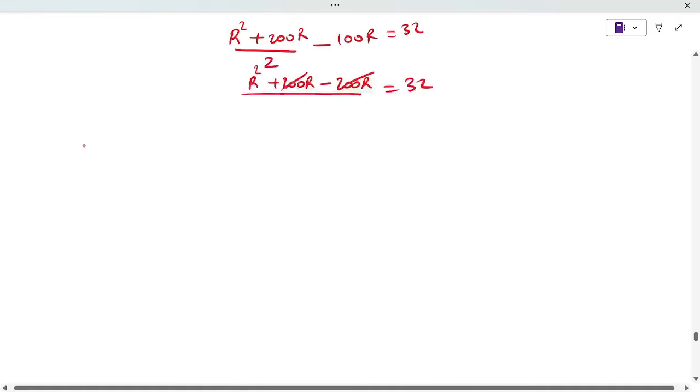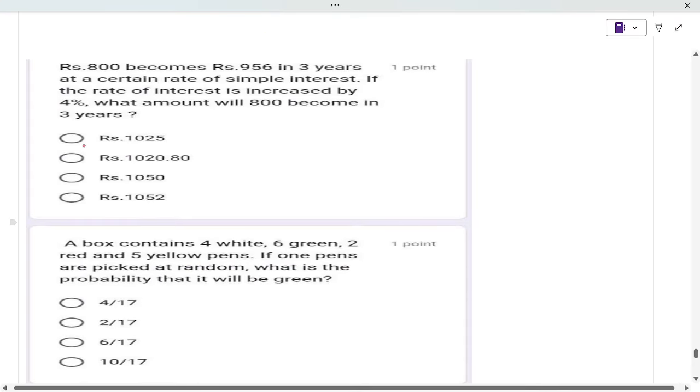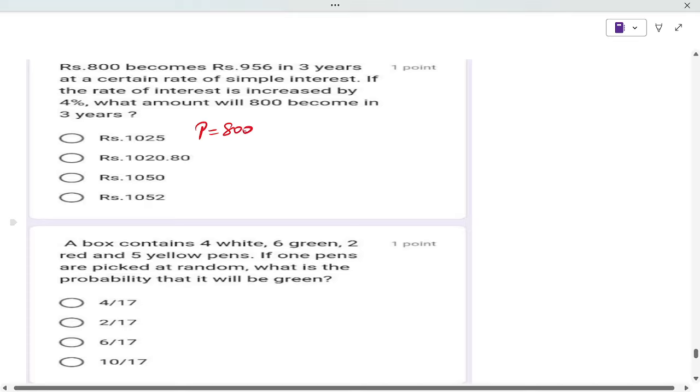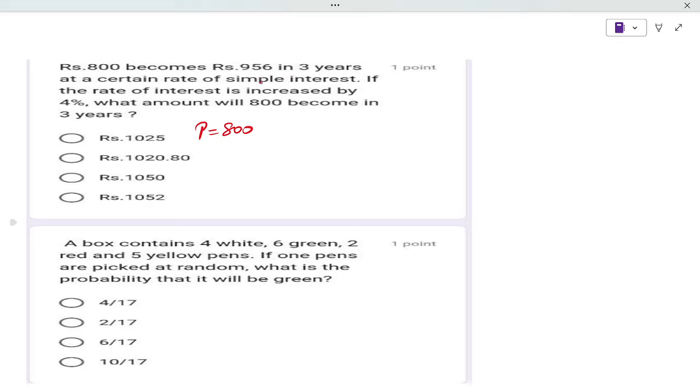Alright, next one, what do we have here? Again simple interest. 800 becomes 956 in 3 years at a certain rate of simple interest. If the rate of interest is increased by 4%, what amount will 800 become in 3 years? Principal is 800. Becomes 956 means the interest will be 156 rupees.